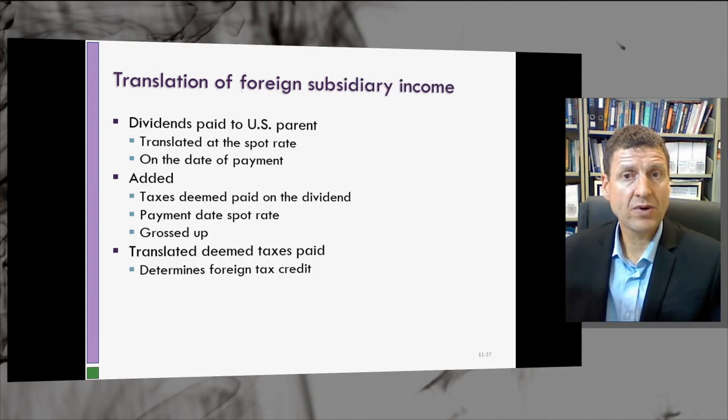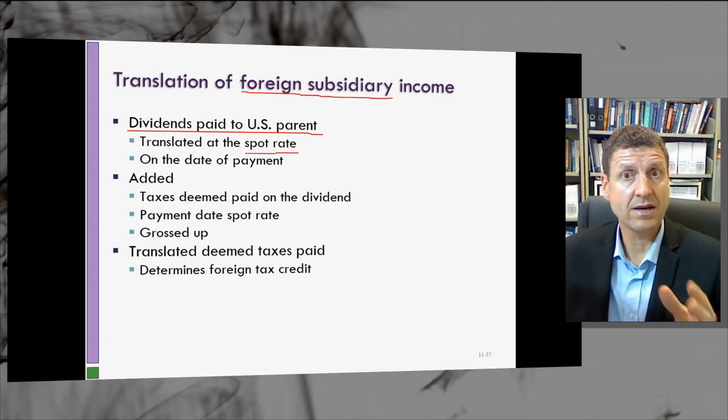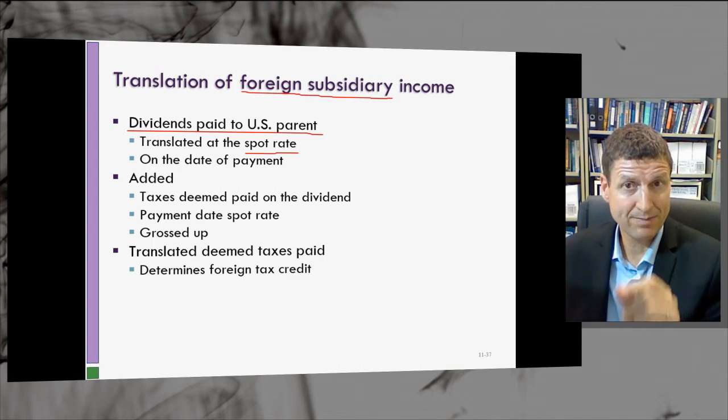What about foreign subsidiary income? Now remember, foreign subsidiary income happens when the subsidiary pays interest, pays royalties, or pays dividends to the parent company. Here it's focusing on the dividends paid to the US parent. It's translated at the spot rate, that is, the date of the payment of the dividend. That makes sense, you pay on one particular date.